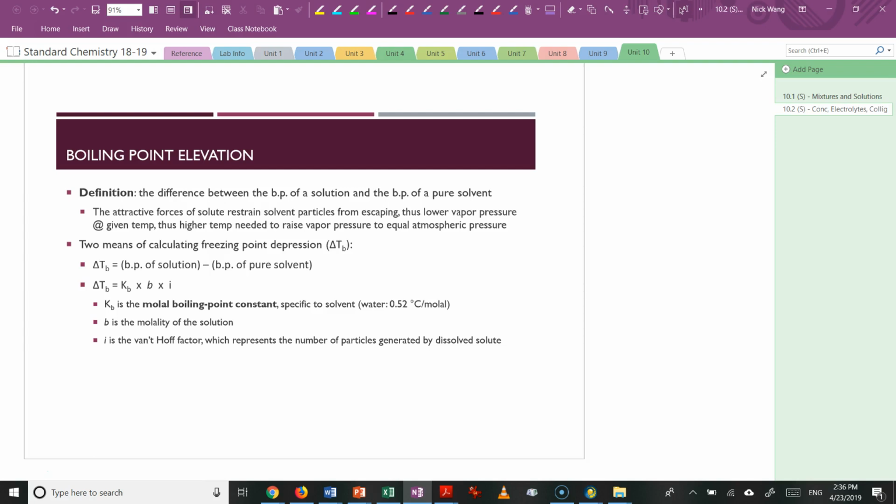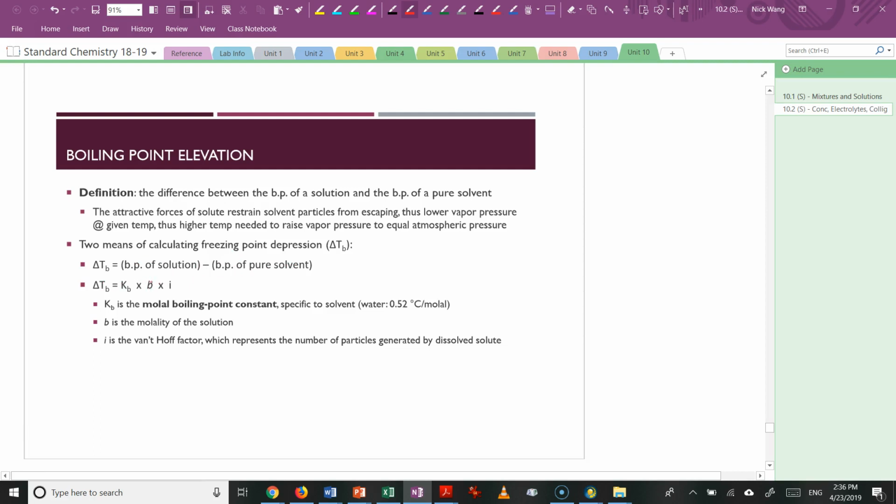So this is the difference between the boiling point of a solution and the boiling point of a pure solvent. This delta TB can be calculated in two ways. It can be done by the boiling point of my solution minus the boiling point of the pure solvent, very similar to what we did earlier. And then we have delta TB equals KB times b.